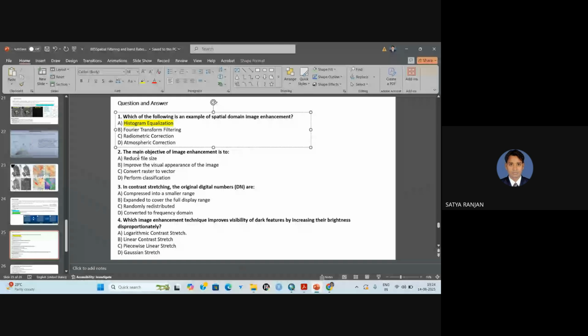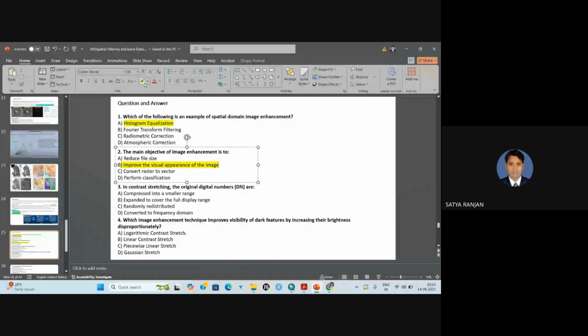Then, what is the main objective of image enhancement? To reduce the file size? It is not the objective. To improve the visual appearance of the image, or to convert raster to vector or perform classification? It is not related to classification techniques. So B is the right answer, that is, improve the visual appearance of the image. The enhancement technique is basically for visual appearance, not for other purposes.